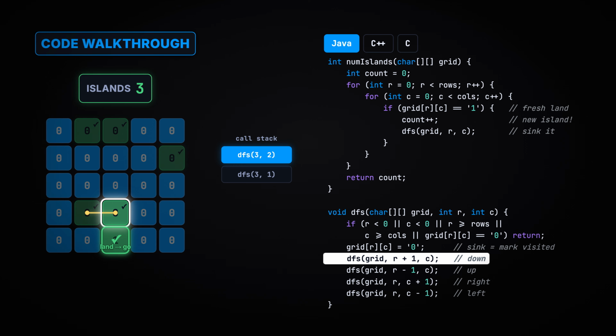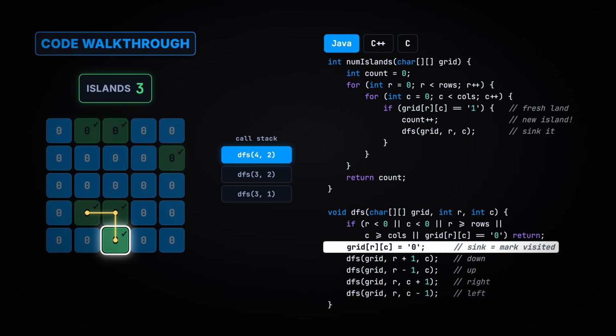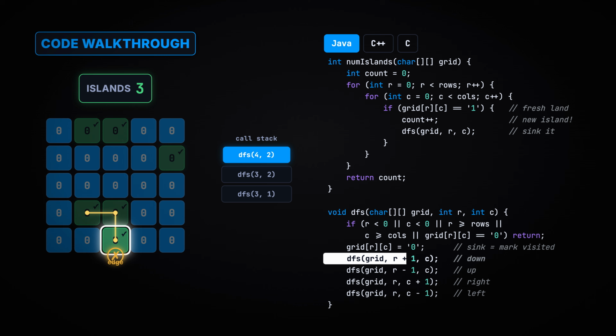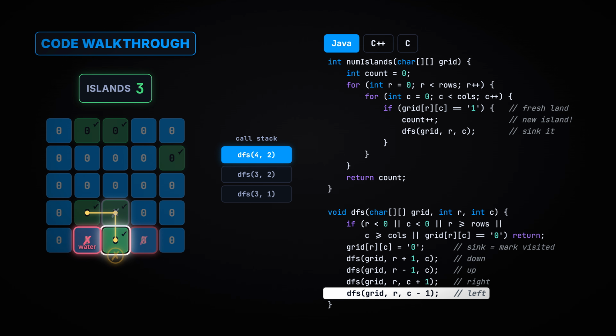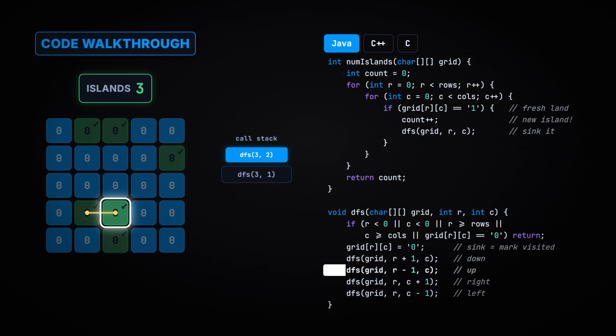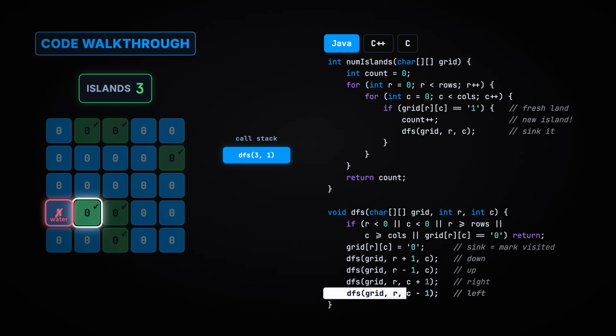The stack is now 3 tall. This deepest cell sinks, and every direction around it is water, the edge, or already visited. A dead end, so this call returns and pops off the stack. Control is back 1 level up. Its remaining neighbors are all blocked too, so this call returns and pops as well. And back at the first cell of the patch, its last direction, left, is water. So the final call returns, the stack empties, and island 3 is fully flooded.